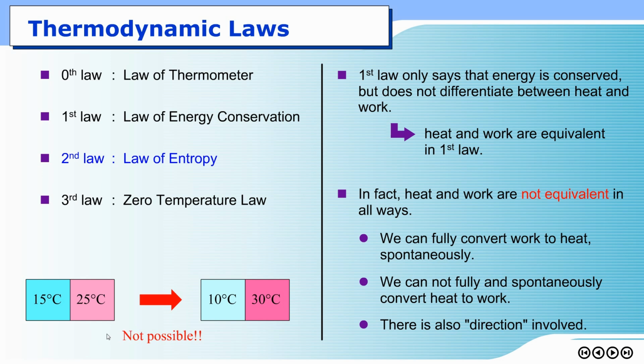The direction from the left to the right does not occur spontaneously, or it does not have a natural tendency to occur. On the other hand, if you have a 10 degrees Celsius cold body in contact with a 30 degrees Celsius hot body, you leave it for a while, you eventually get 15 and 25 degrees Celsius like so. So the reverse direction is spontaneous. You can see that one direction is not spontaneous while the opposite direction is. So in some situations it really depends on direction.